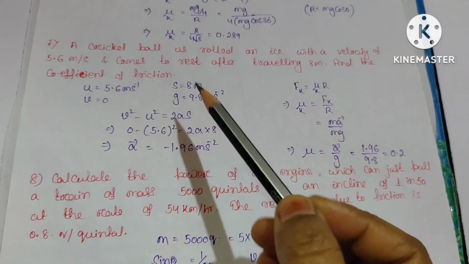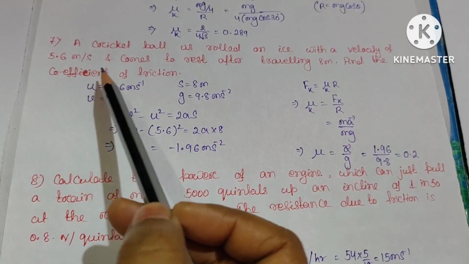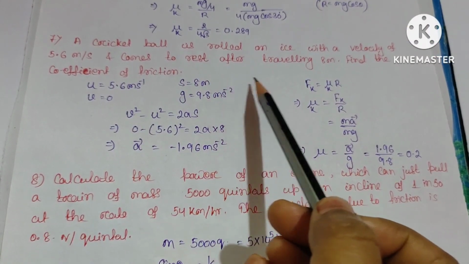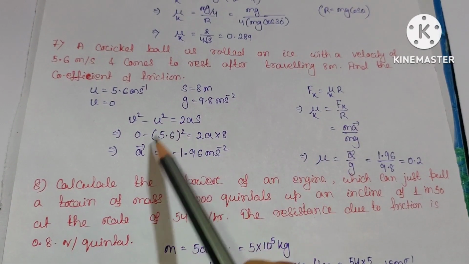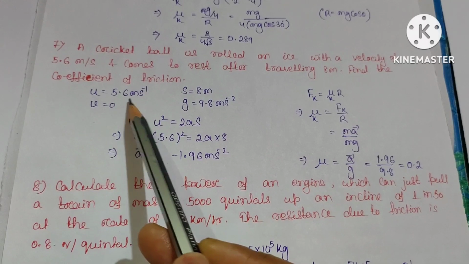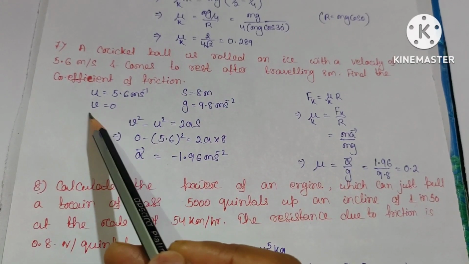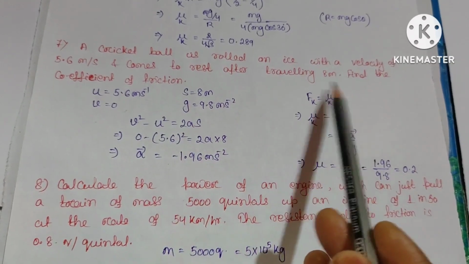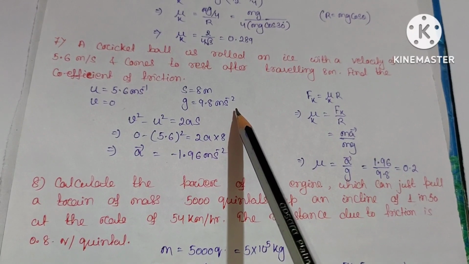The next question is, a cricket ball is rolled on ice with a velocity of 5.6 meter per second and comes to rest after travelling 8 meter. Find the coefficient of friction. Here the initial velocity is 5.6 meter per second. It comes to rest, which means the final velocity is 0. The distance travelled is 8 meter, and g is 9.8 meter per second square.